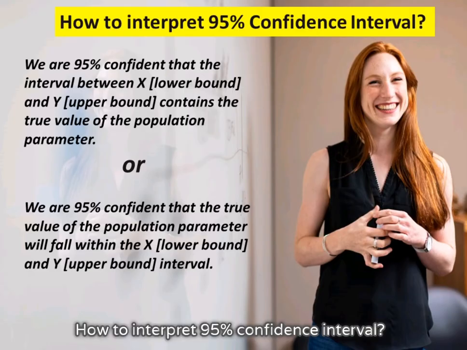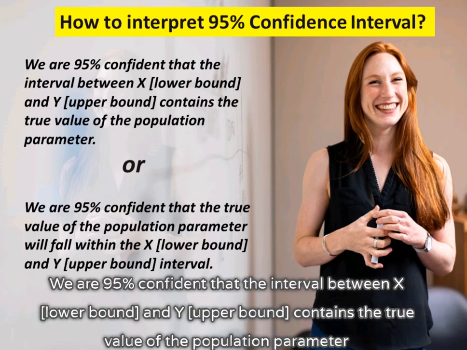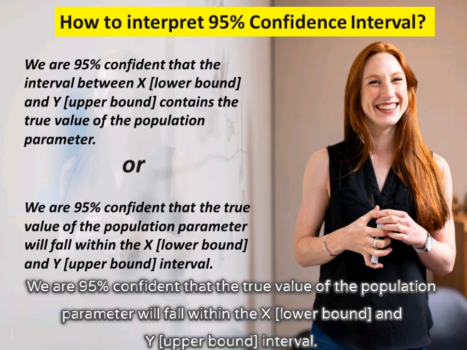How to interpret a 95% confidence interval? We are 95% confident that the interval between x lower bound and y upper bound contains the true value of the population parameter, or we are 95% confident that the true value of the population parameter will fall within the x lower bound and y upper bound interval.